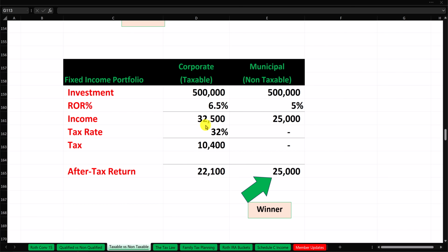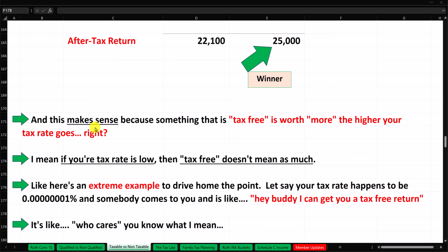So when I take the $32,500 of pre-tax interest income and I subtract off the associated $10,400 of tax, we now end up with an after-tax return of $22,100 on the taxable income stream and $25,000 on the non-taxable income stream. And so the muni bond portfolio ultimately produces a greater after-tax return in the case where our tax rate is higher. And this makes sense because something that is tax-free is worth more the higher your tax rate goes, right? I mean, if your tax rate is low, then tax-free just doesn't mean as much.